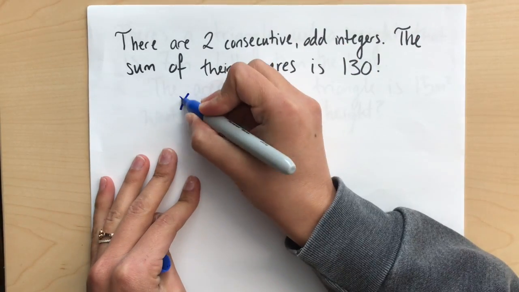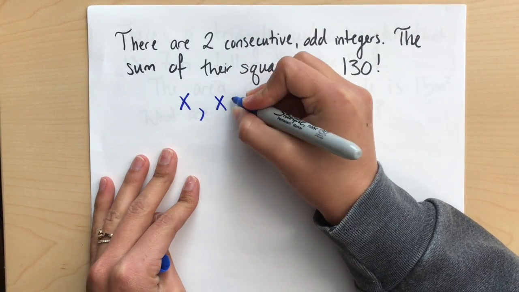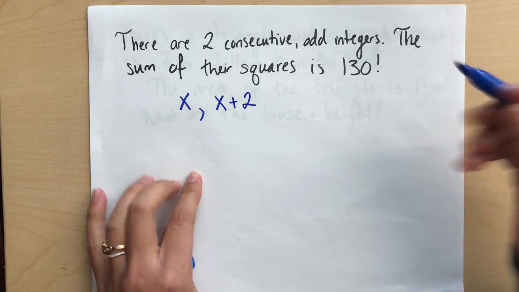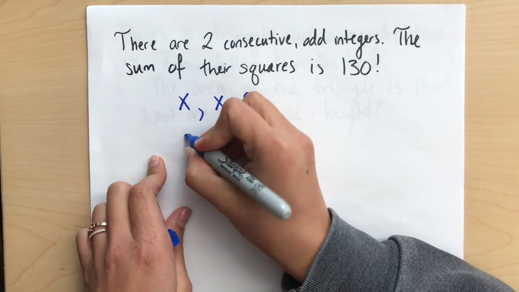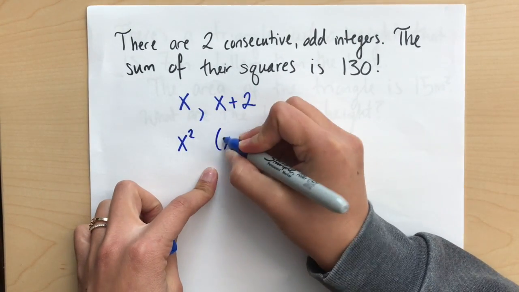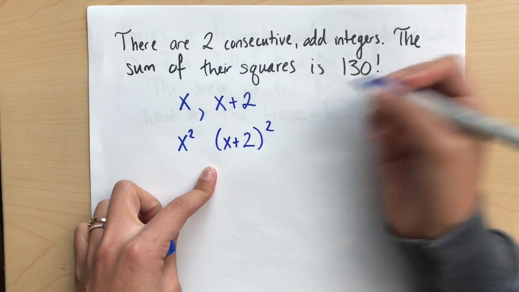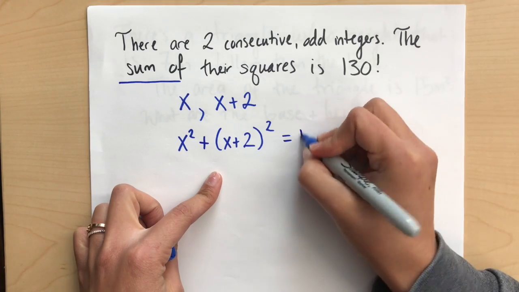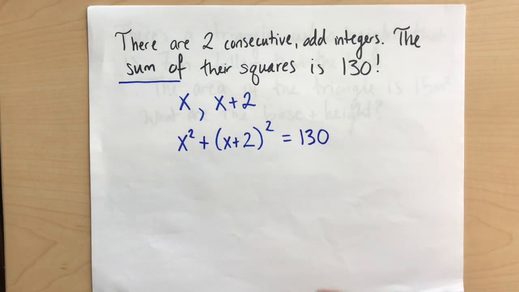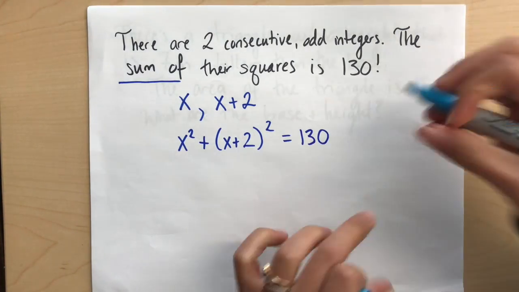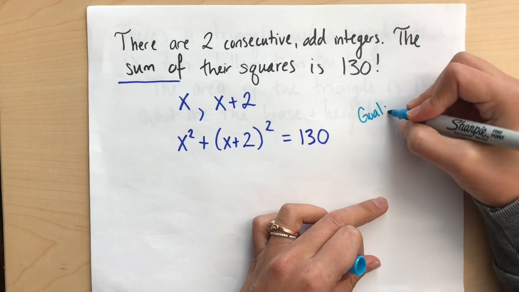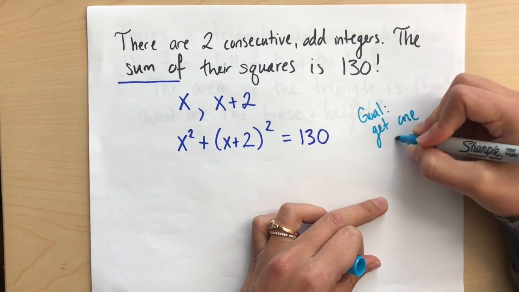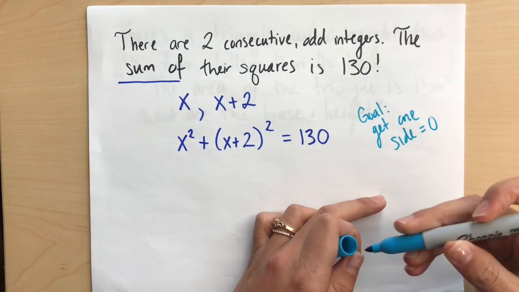And we know that the sum of their squares is 130. So I'm going to call these two consecutive odd integers, one of them x, and then the other one is just 2 more than that, right? 7, 9: 9 is 2 more than 7, etc. So one of them is x, one of them is x plus 2. I'm going to square both of those, so I'll have x squared and then x plus 2 squared. And I know that their sum, when I add them together, should be 130.